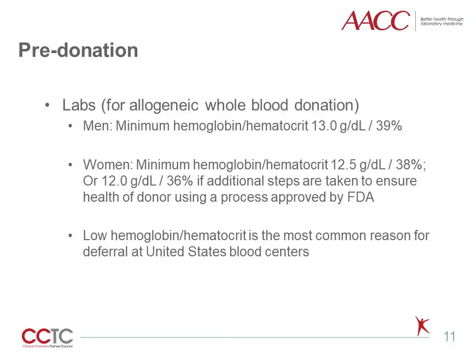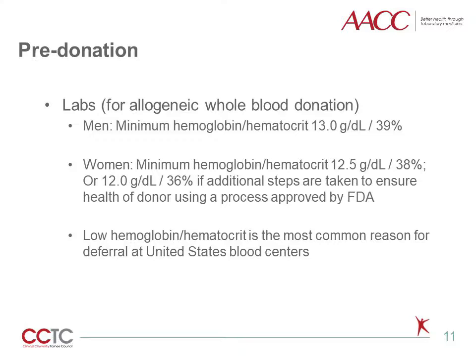Prior to 2016, the minimum hemoglobin or hematocrit for both men and women donors was 12.5 grams per deciliter or 38% respectively. Since 2016, the minimum hemoglobin and hematocrit for men was raised to 13.0 grams per deciliter or 39%. For women, the FDA allows centers to lower the minimum hemoglobin/hematocrit to 12.0 grams per deciliter or 36% if there are additional steps taken to ensure the health of a donor using a process approved by the FDA.